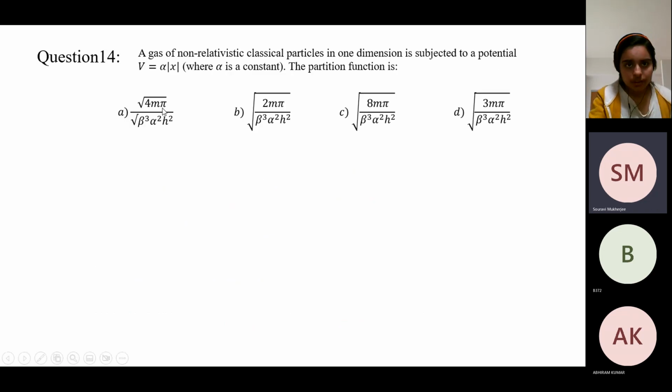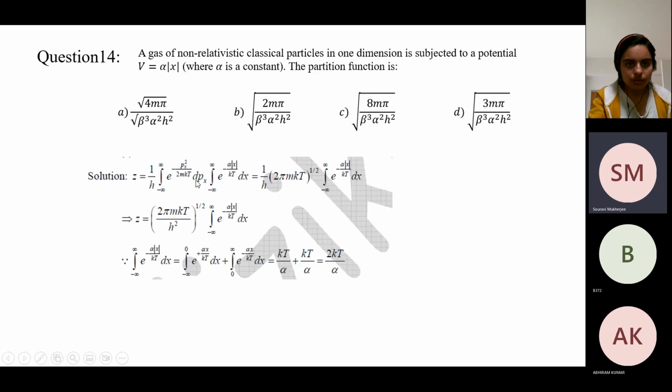Now this is another question where there's a gas of non-relativistic classical particles in one dimension, and they're subjected to a potential. You have to find the partition function. So it is a pretty direct question. You know the potential, so you know that you have to include this in the expression for the partition function. This is how you do the expression.